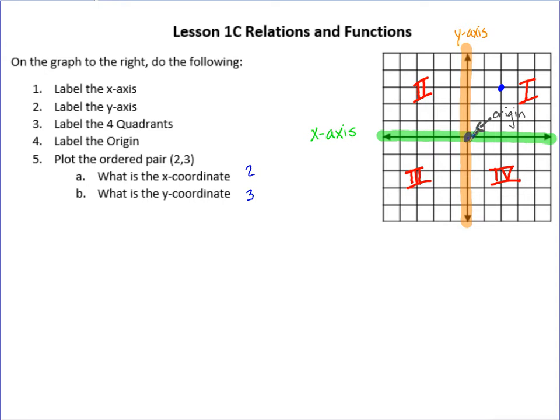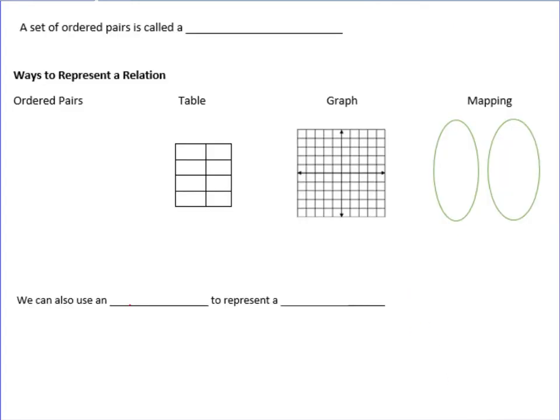It is 0, 0. And then you had to plot the ordered pair 2, 3. So the x-coordinate is first, is 2. The y-coordinate comes second, it's 3. So I went to 2 on the x-axis, and then up 3 on the y-axis, and that right there is the point 2, 3. So that was just a quick review on the coordinate plane and graphing things. And now we're going to look at relations.